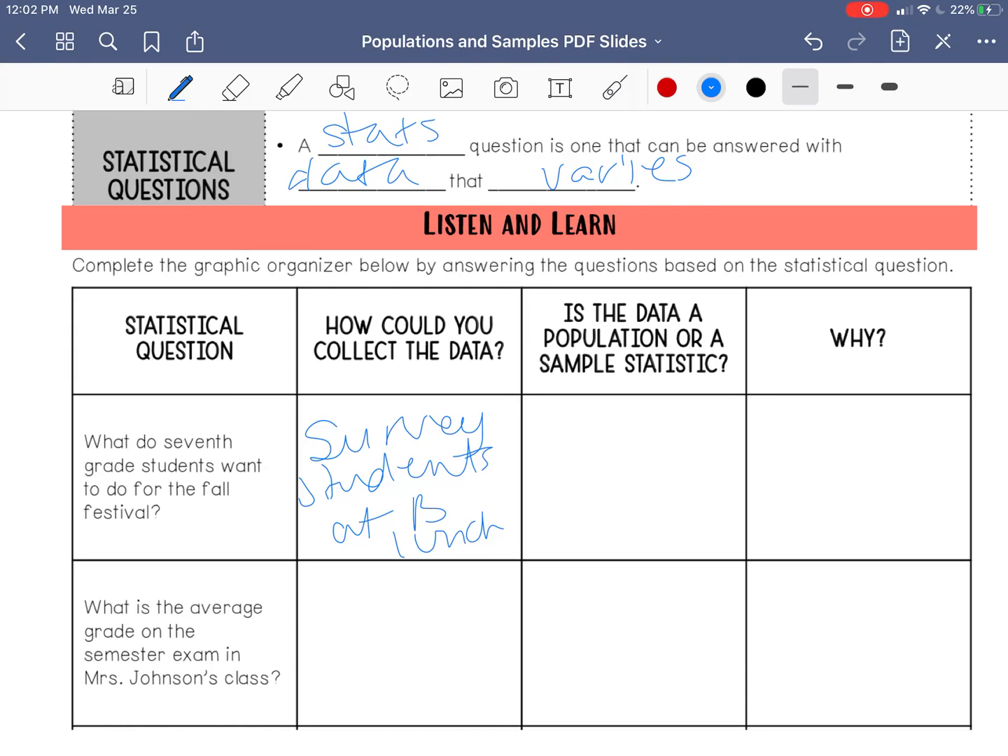So is the data going to be a population or a sample statistic? If I'm surveying the students at B lunch, then it's going to be a sample statistic, because it's not going to be every single 7th grader. The whole population would be 7th graders. The sample is just the students at B lunch. And how do I know? I know because not every student is going to be asked.